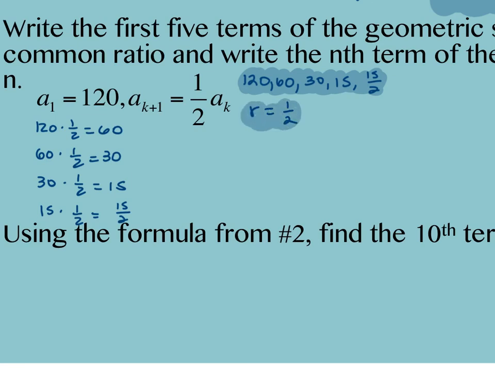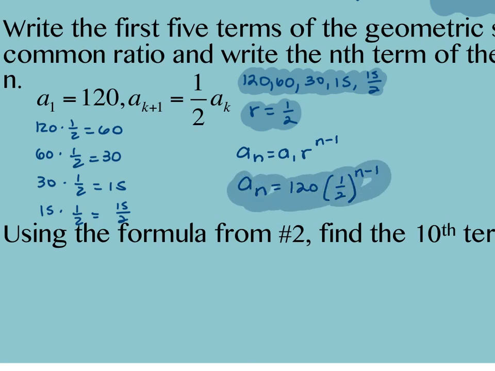And then the last part is writing the nth term. So a sub n equals a1 times r to the n minus 1. A1 was 120. R is 1/2, to the n minus 1. And there's your equation for a sub n. What could happen after this is it says then find the 10th term, for example. And so then you're plugging in 10 there.